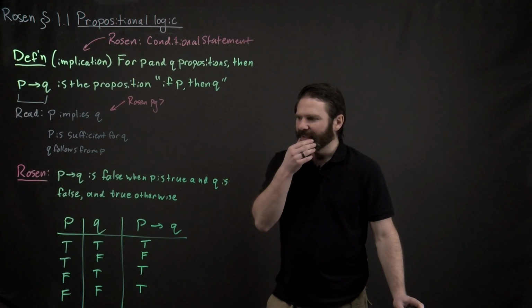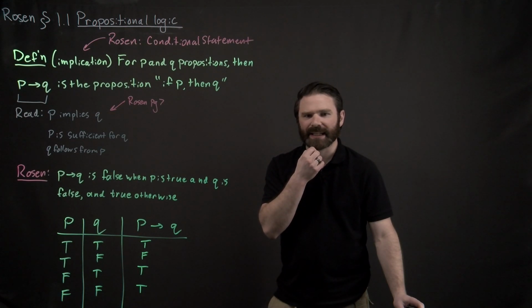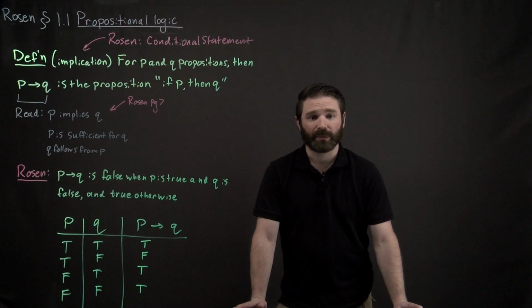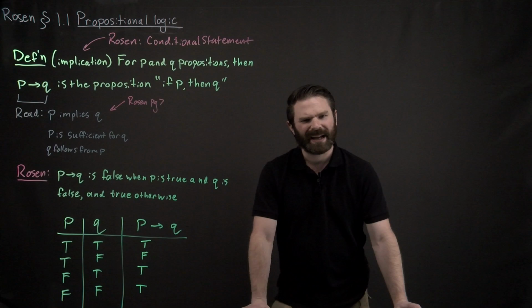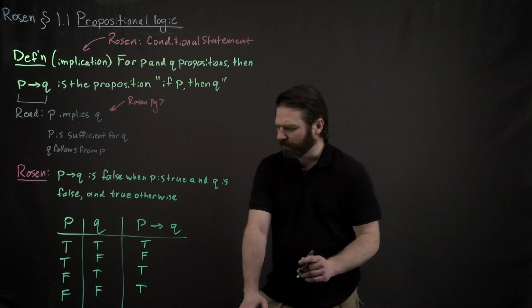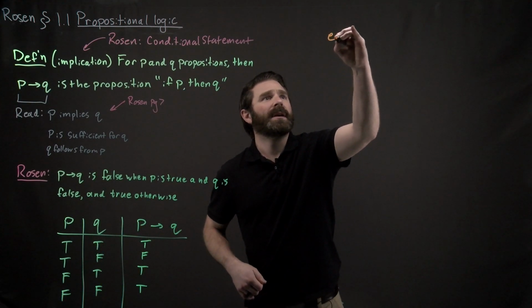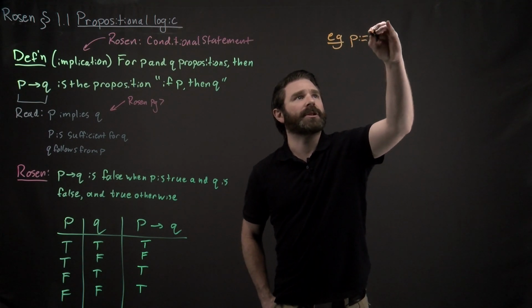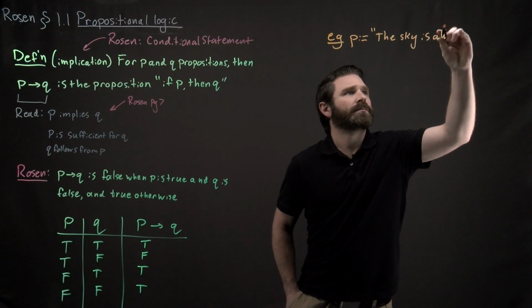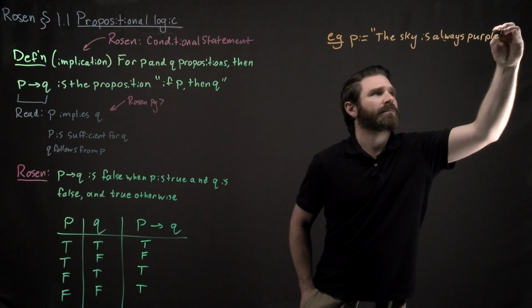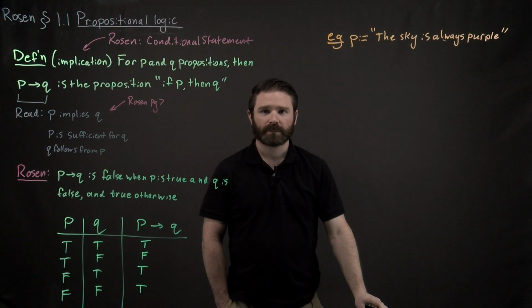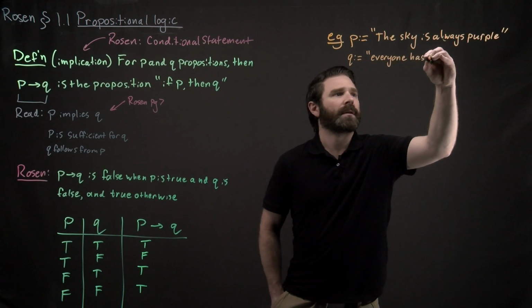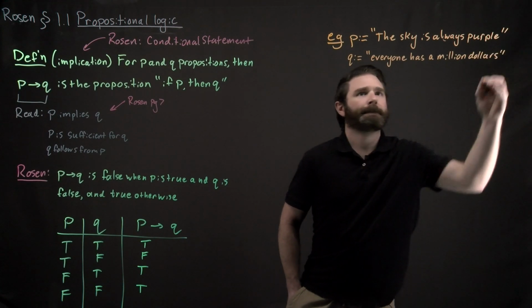So this is the definition, and this is how it's explained. But personally, I find this definition a little bit difficult to understand. It's not super clear because it basically just requires you to memorize this particular definition. And so, when you run into particular instances of P and Q, it might not be immediately obvious if P implies Q. So, for example, here's an example. Let P be the proposition the sky is always purple, and let Q be the proposition everyone has $1 million.